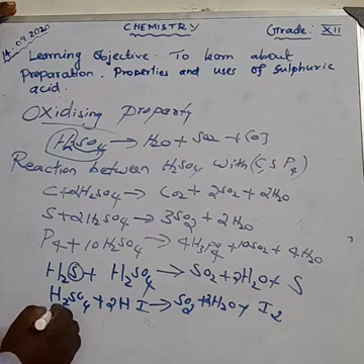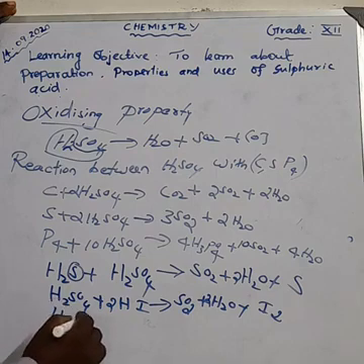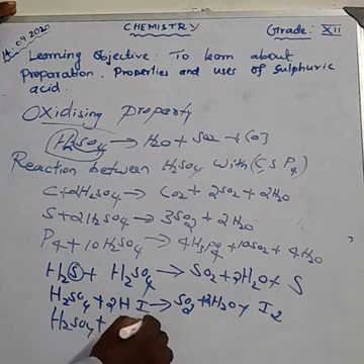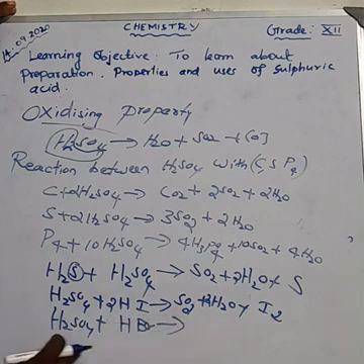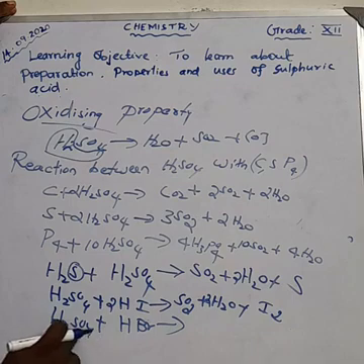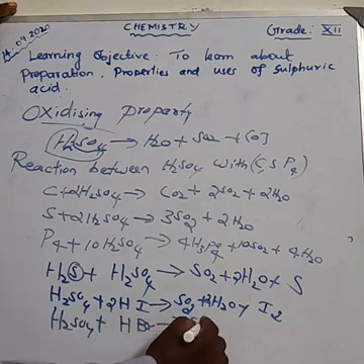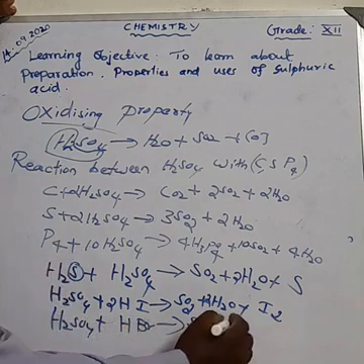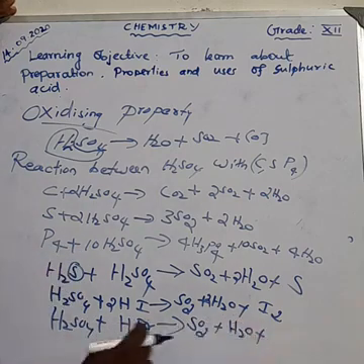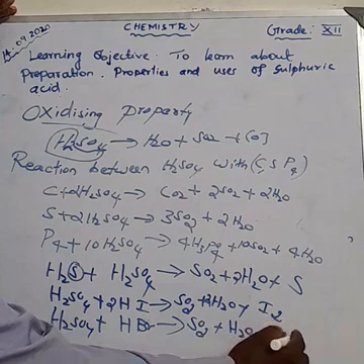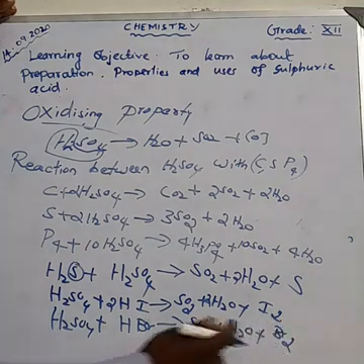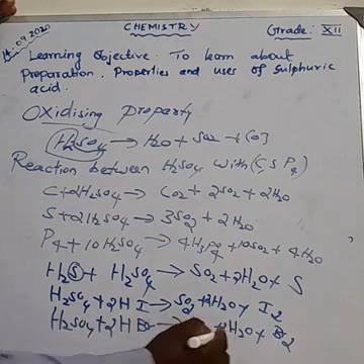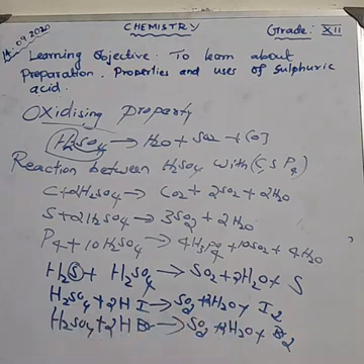Next, sulfuric acid reacts with HBr to form, again, sulfur dioxide, plus hydrogen combines with OH to form water molecules, plus Br2 is liberated. How much Br is here? 2 Br. How much hydrogen? 4 hydrogen, so make it 2 here. Now the equation is balanced.